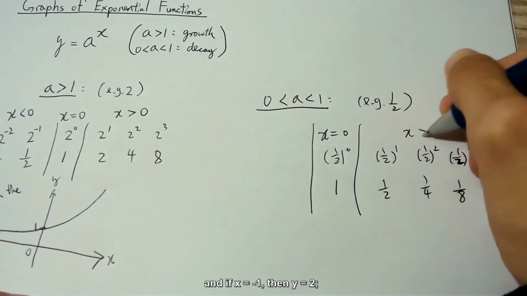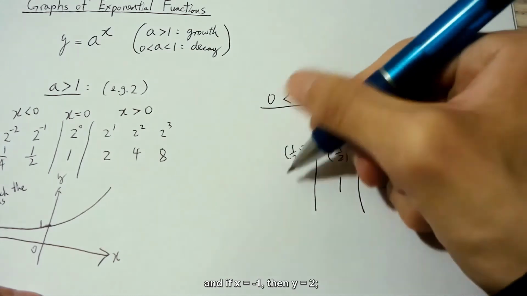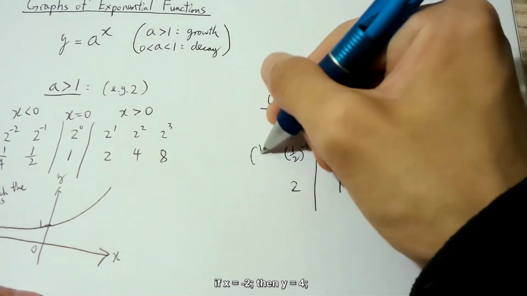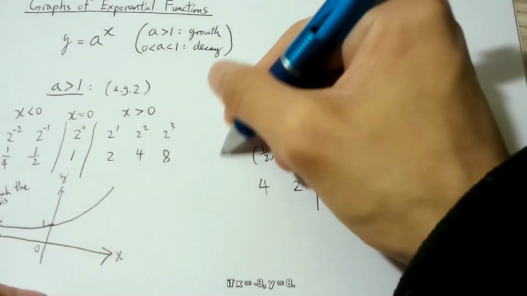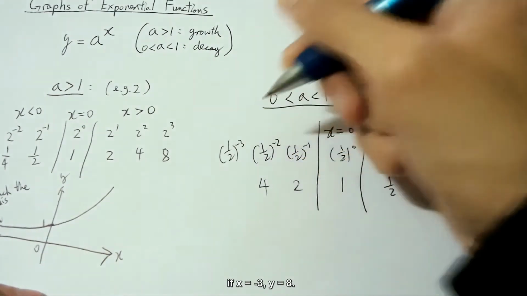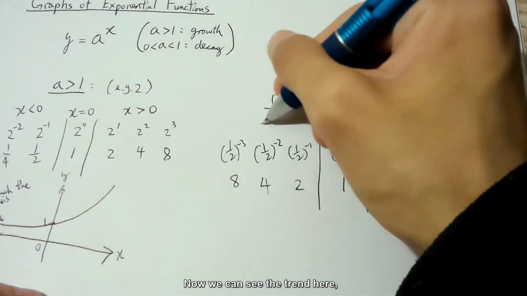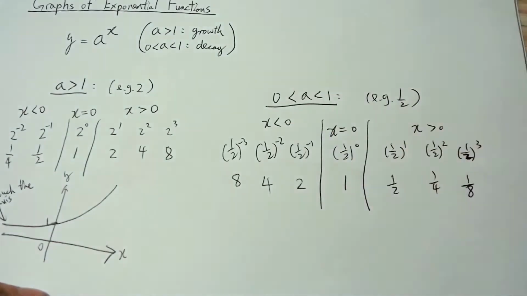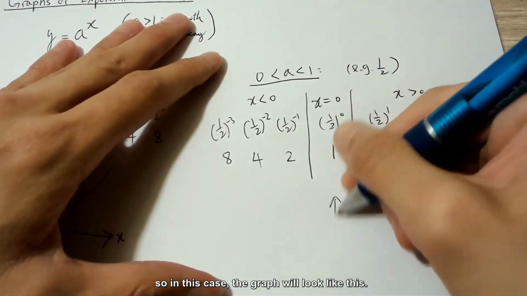And similar to this case, x can be negative. And if x is -1, then the value of y will actually be 2. If x is -2, then the value of y will be 4. If x is -3, then the value of y will be 8. Now we can see the trend here. So in this case, the graph will look like this.